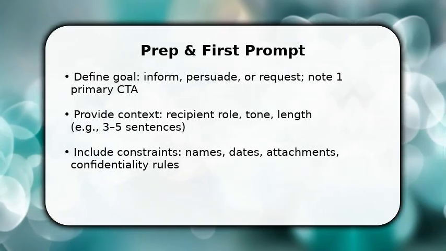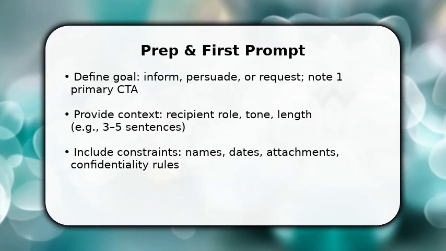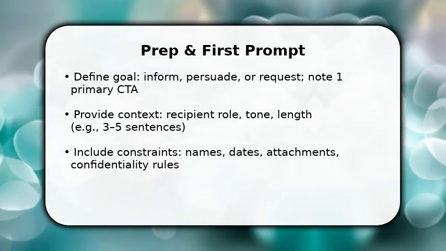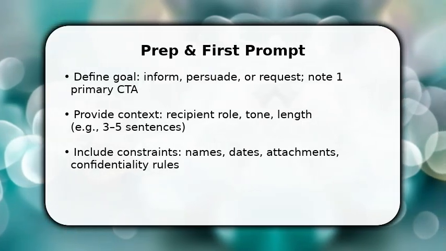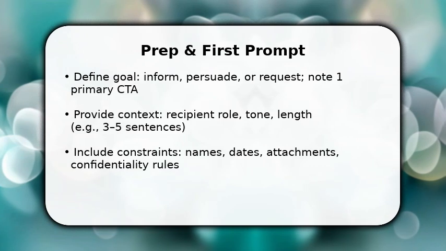Then add constraints: names, dates, attachments, confidentiality, so the assistant avoids errors. Once done, send a short, specific prompt that combines goal, context, and constraints to generate the first draft.